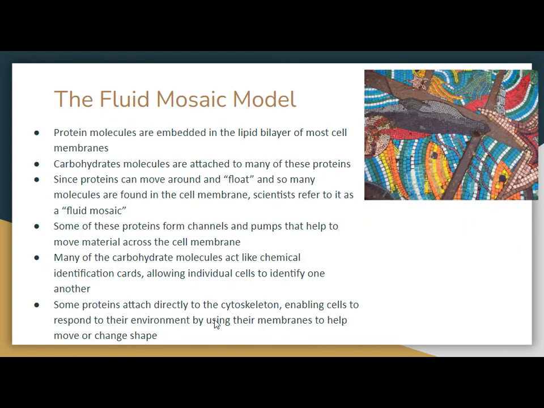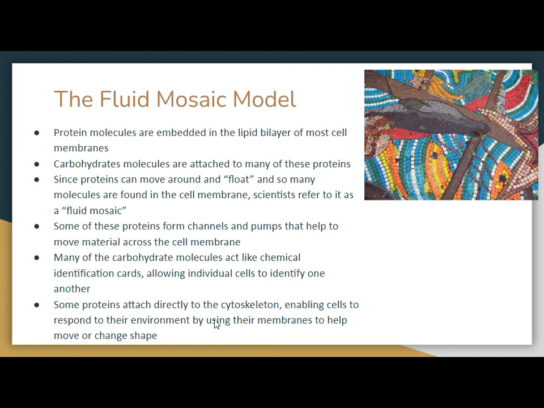And we have this thing called a fluid mosaic model. So protein molecules are often embedded inside of that lipid bilayer of almost all of our cell membranes. And then carbohydrate molecules are attached to a lot of these proteins. These proteins move around and they can float, and so scientists refer to a lot of these molecules found in the cell membrane as fluid mosaic because they are moving around. Fluid means, think of a fluid. It can move. You can slosh it around in a jug, you can shake it up and it moves, so it's very fluid.